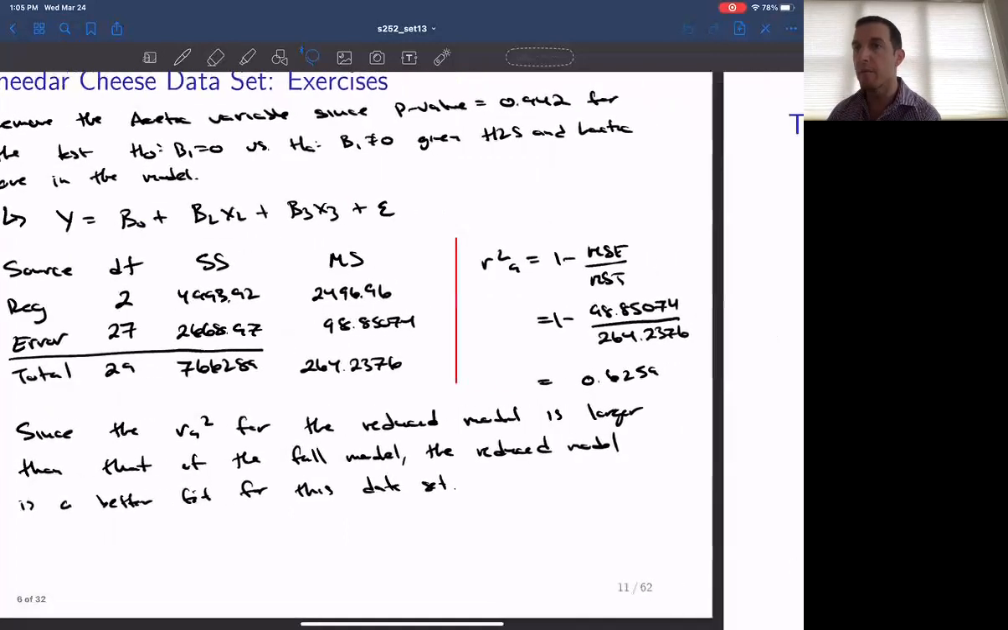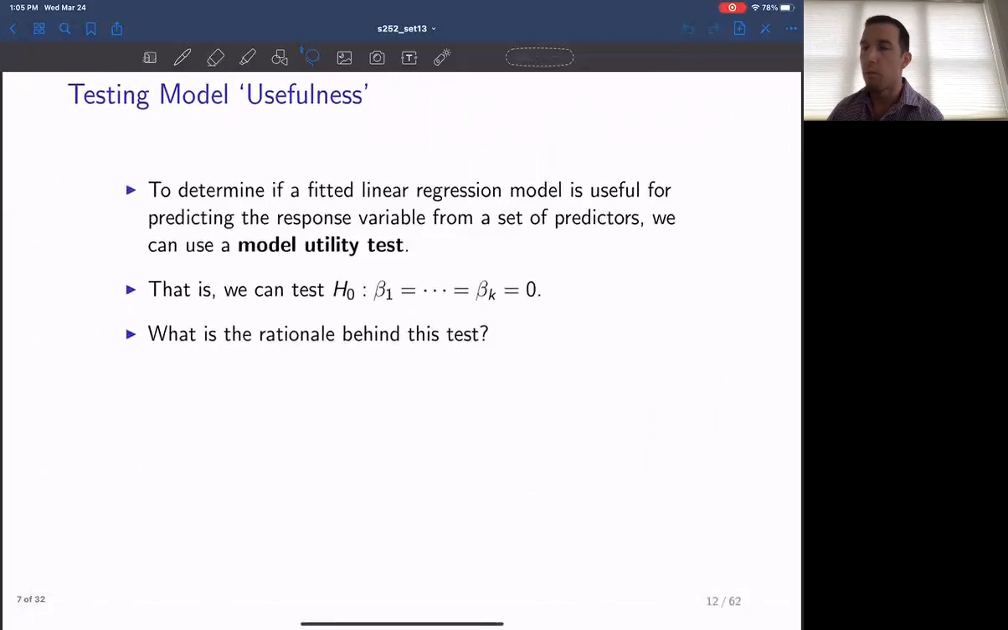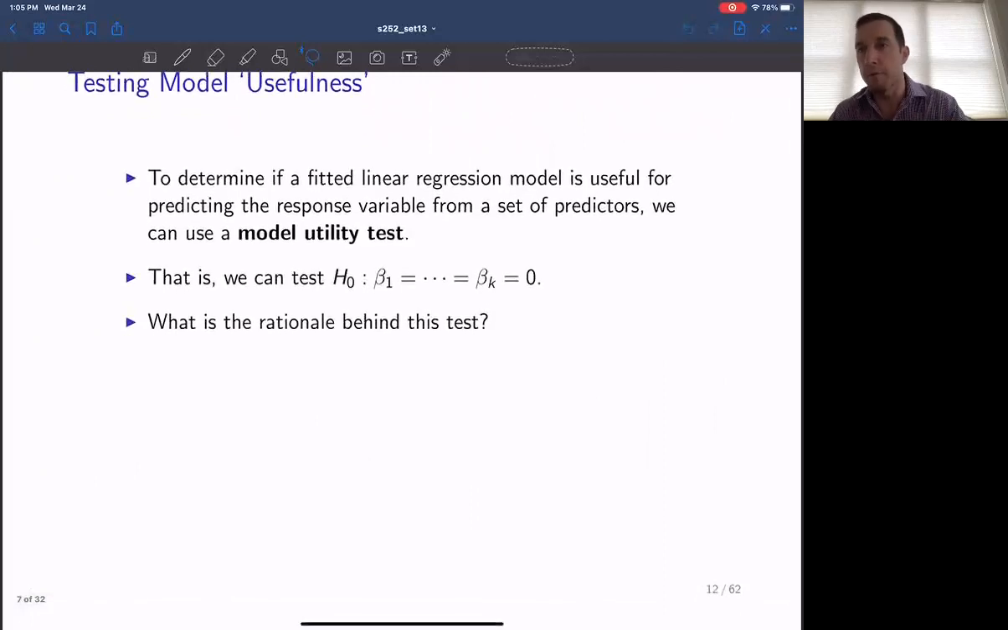Now, on the topic of model validation, the next thing that we would like to do is develop a formal hypothesis test to determine if the model we have fitted is actually useful. To test model usefulness, we can use what is called a model utility test. This model utility test really has the same form and the same purpose as the model utility test in the simple linear regression case.